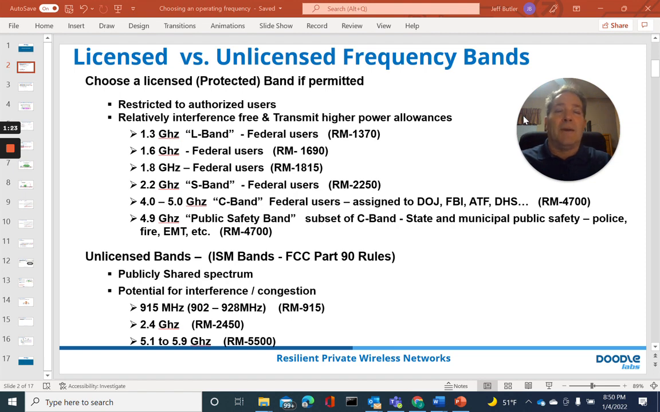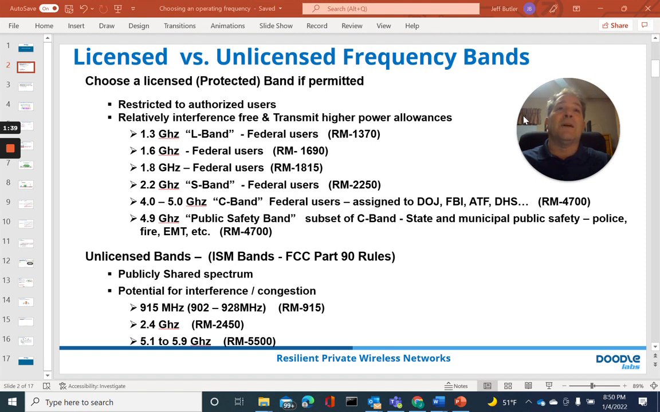A subset of that band is the 4.9 gigahertz public safety band, and that's basically state and municipal public safety, police, fire, EMT, etc. can operate within that band, and that also falls within the RM 4700 product that we have.